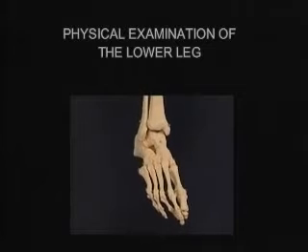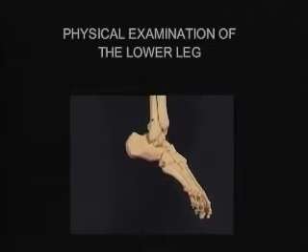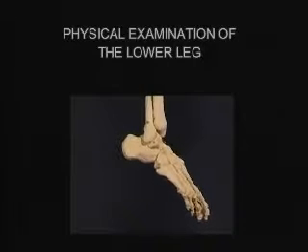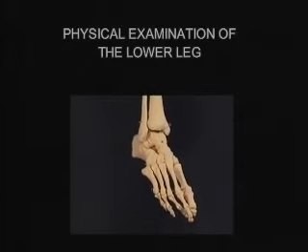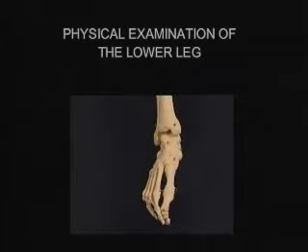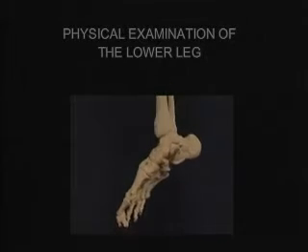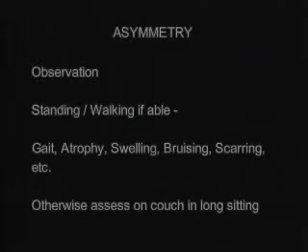The assessment of the lower leg looks at injuries to the tibia, fibula, ankle joint and foot soft tissues. Subjective questioning would have given the therapist an indication of the patient's problem and would have been completed prior to the physical assessment, as follows. The therapist observes the asymmetry of the patient in walking and standing if able. Acute injuries would be assessed on the couch.